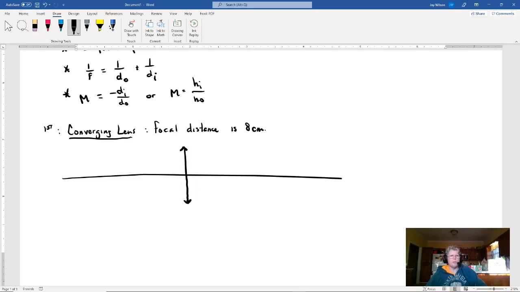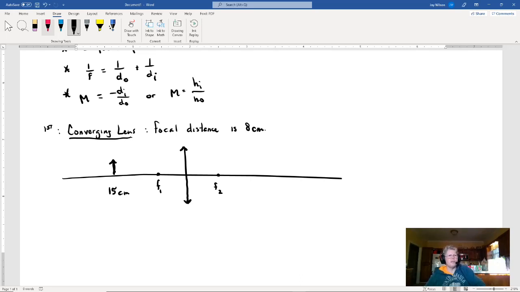So let's go ahead and put an object up here. For argument's sake, as we always do, use an arrow. I don't need a big thick arrow, I just need one good arrow. Here's my arrow, and let's make that at 15 centimeters. And let's make this focal point 1, focal point 2. We're going to draw our ray diagrams for a converging lens.